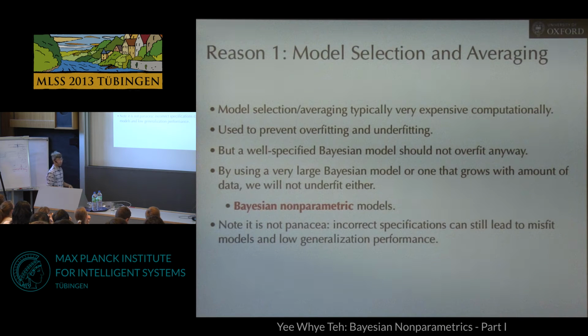And the second idea is that by using a very large Bayesian model, or one that grows with the amount of data, we will not underfit either. Okay, so by using a large model, we won't underfit, and by taking a Bayesian approach, we won't overfit. So in a sense, this idea of Bayesian nonparametrics is a possible way to overcome this problem of overfitting and underfitting and try to select the correct model. I would like to say here that it's not a panacea. It's not going to solve all our problems in machine learning and statistics, right? Because if you specify your model incorrectly, then this can still lead to misfits and low generalization performance. It's just a different way of approaching this that seems to have nicer properties.